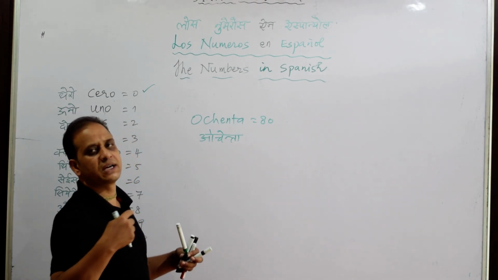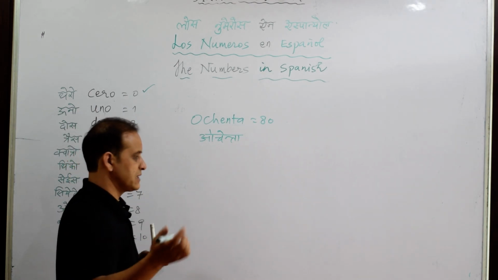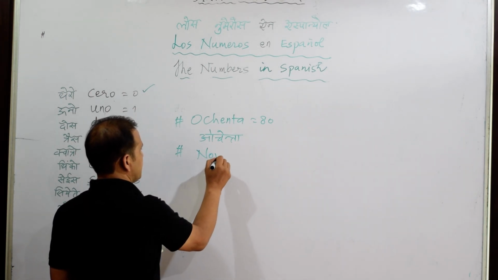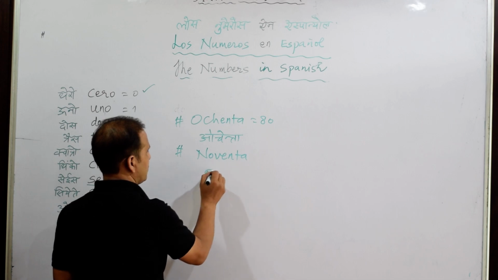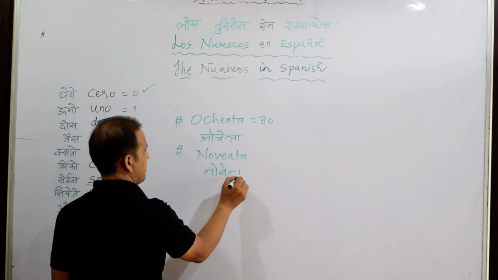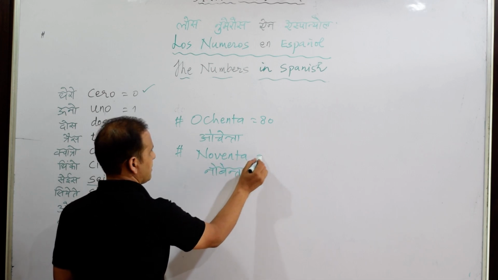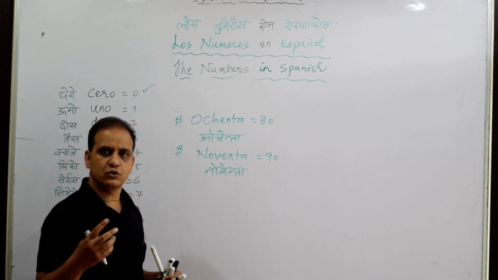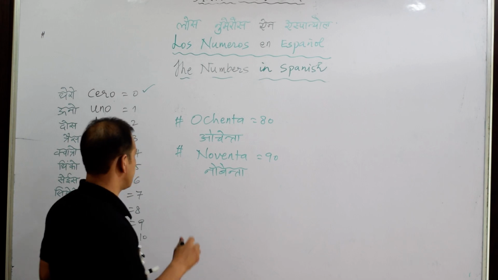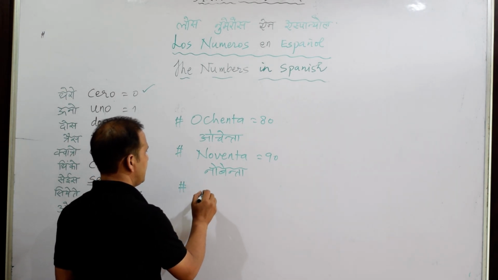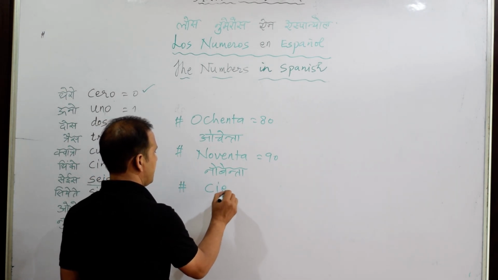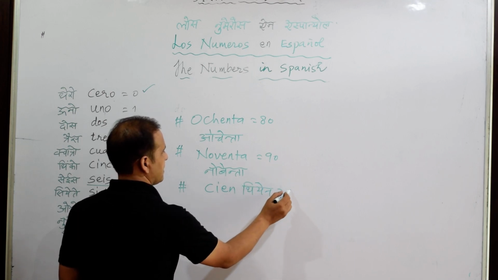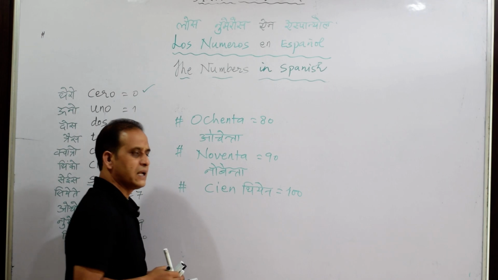81, 82, 83, like this. Then 90. 90 is 90. 90, that is 90, 91, 92, 93, like this. And then 100 is 100. That is 100.